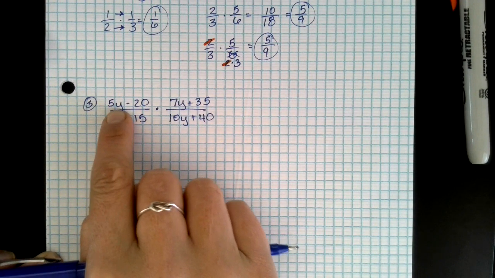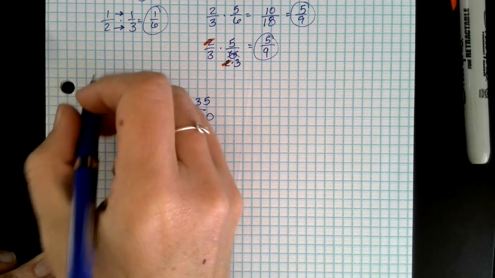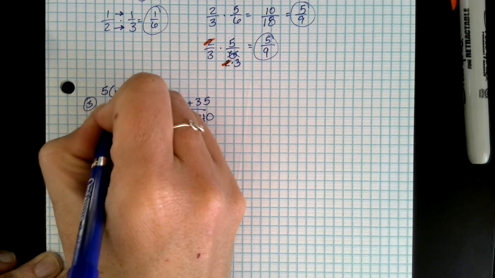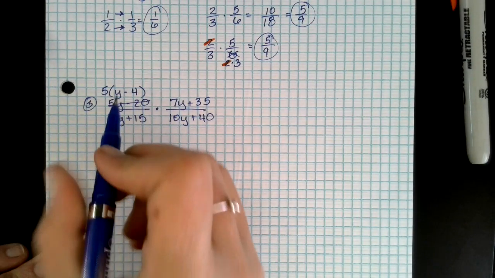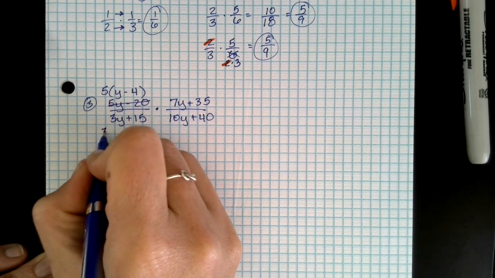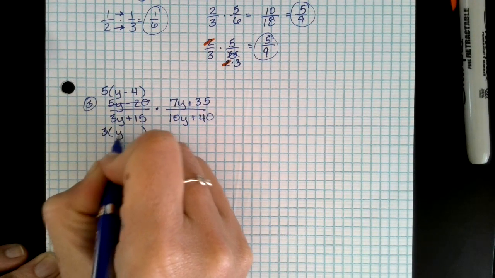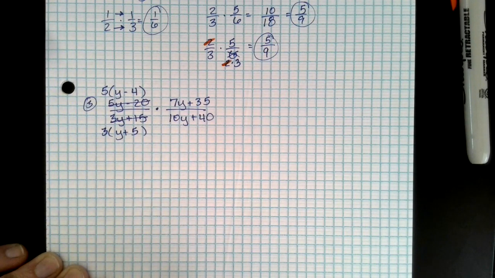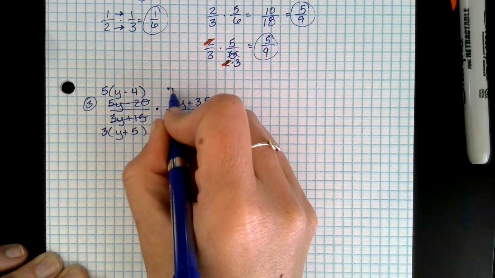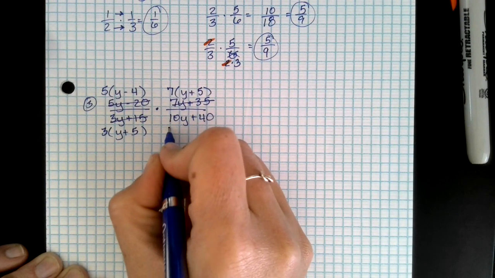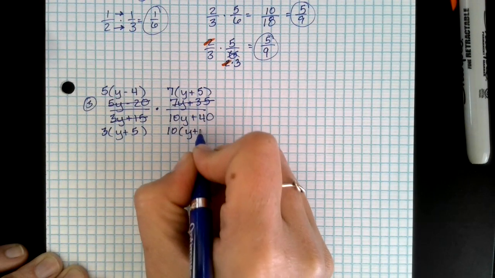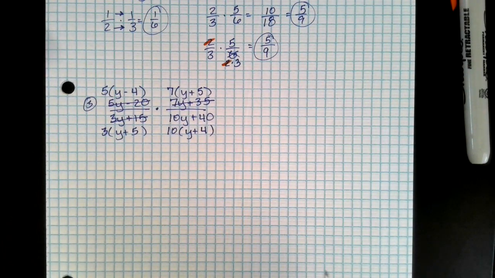So looking at the top, 5 and 20, the biggest thing I can divide by is 5. So that's going to leave me with y minus 4. And I always like to cancel out anything I simplify, so I'm just crossing that out. Down here, GCF of 3, so that's going to leave me with y plus 5. Over here, 7, so that's y plus 5. And 10 is going to leave me with y plus 4.